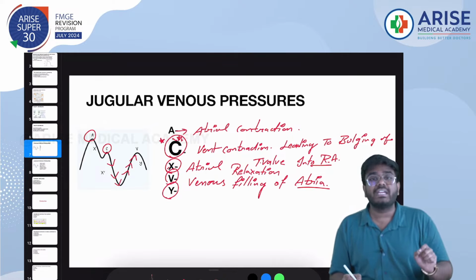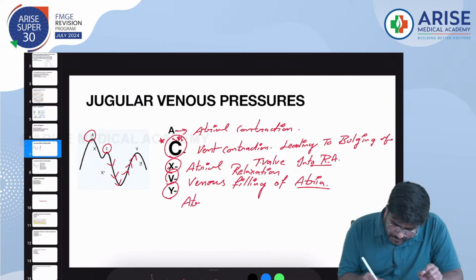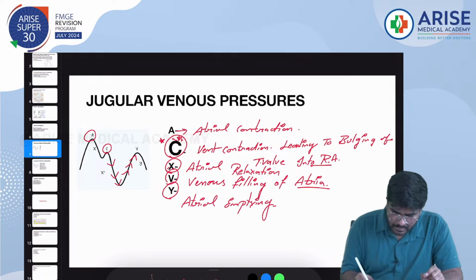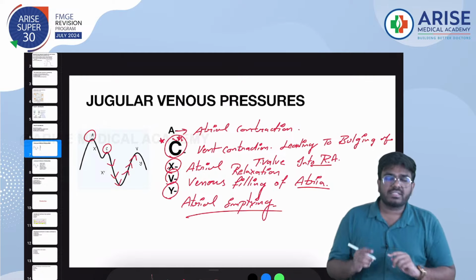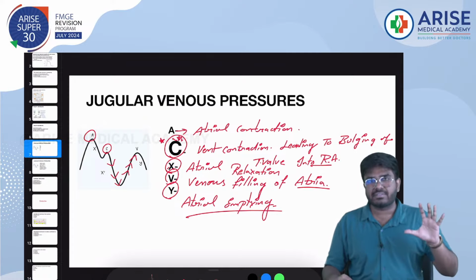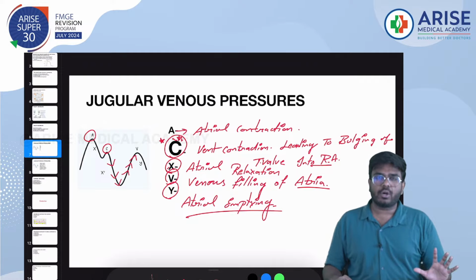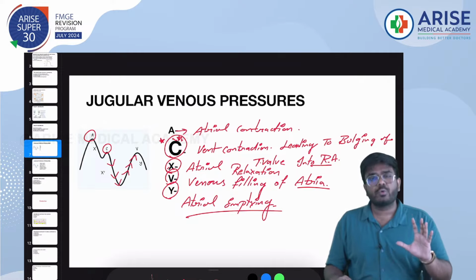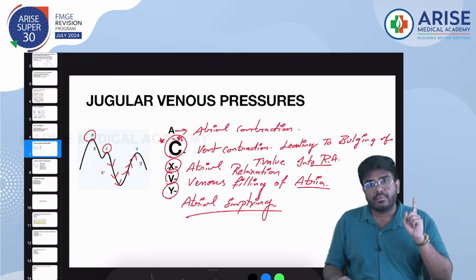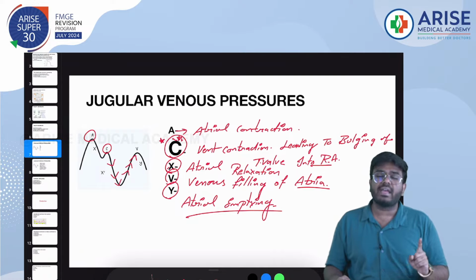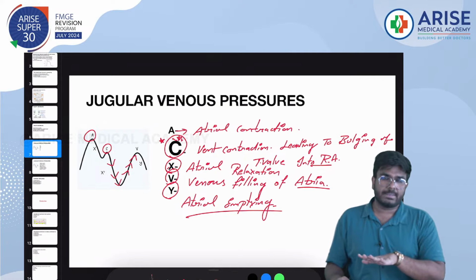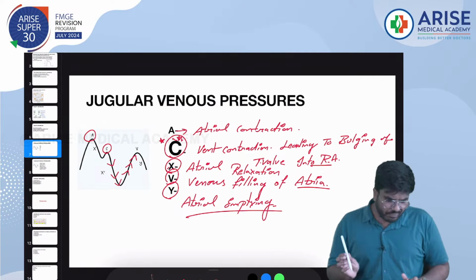Y wave is seen during atrial emptying, during the phase of atrial emptying. So in your internal jugular vein, sometimes the pressure is going to increase and sometimes the pressure is going to decrease. They are represented as A, C, X, V, Y waves. A wave is seen during atrial contraction. C wave is going to be seen during the bulging of the tricuspid valve into the right atrial cavity, and V wave is going to be seen during the venous filling of the atria. Y wave is going to be seen during the atrial emptying into the ventricles.